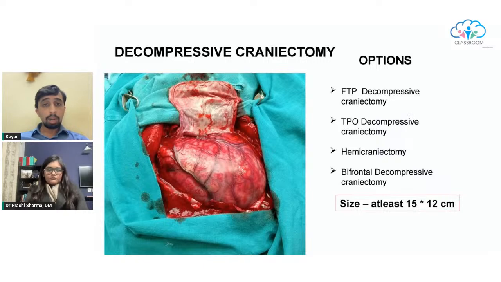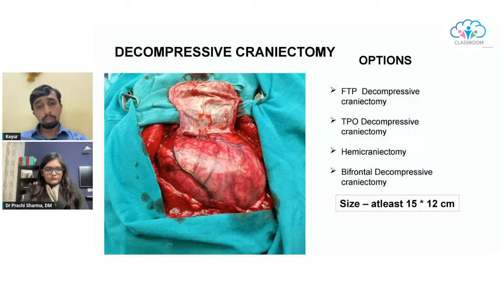But one bottom line for a decompressive craniectomy is the standard measurement, which should be at least 15 by 12 centimeters, which is common even for traumatic brain injury or malignant infarcts in stroke. So these are the different options, but the size should be at least 15 by 12 centimeters. That is the baseline. We can see in this image that there is a thrombosis of this vein, and we can see that the brain looks very angry.